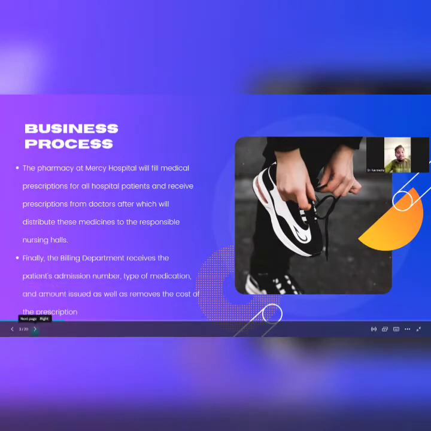Finally, the billing department receives the patient admission number, type of medication, and amount of medication issued, which is needed to cost the prescriptions, and then we bill the amount.